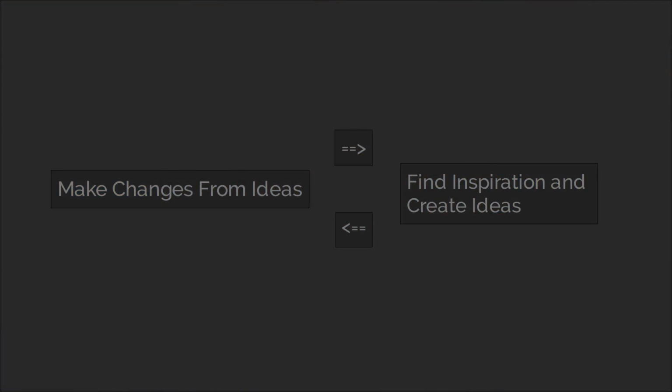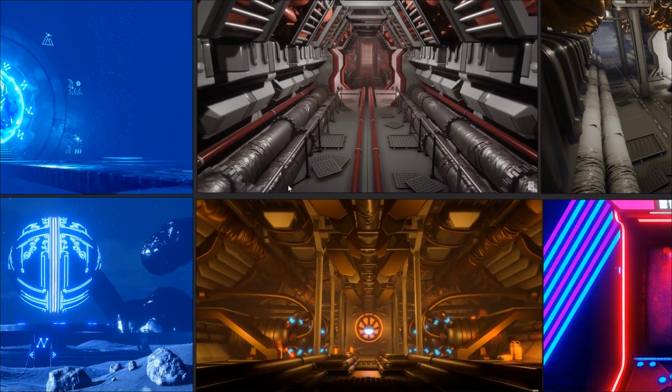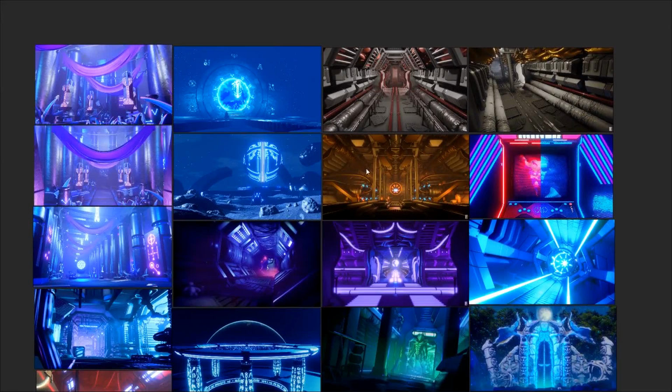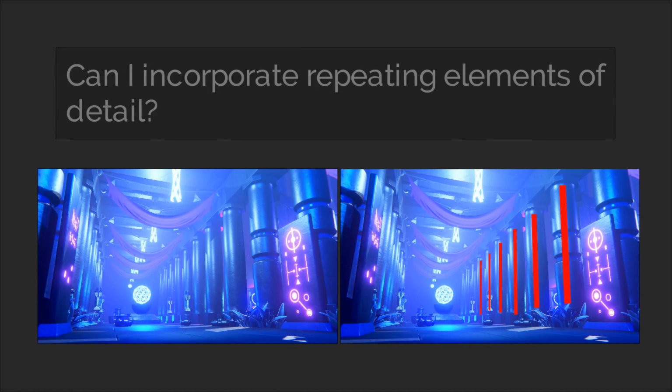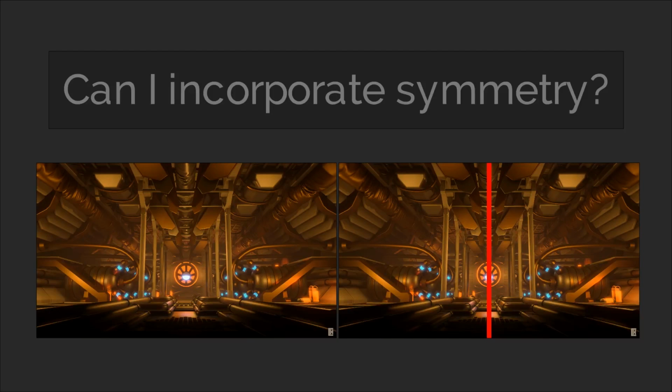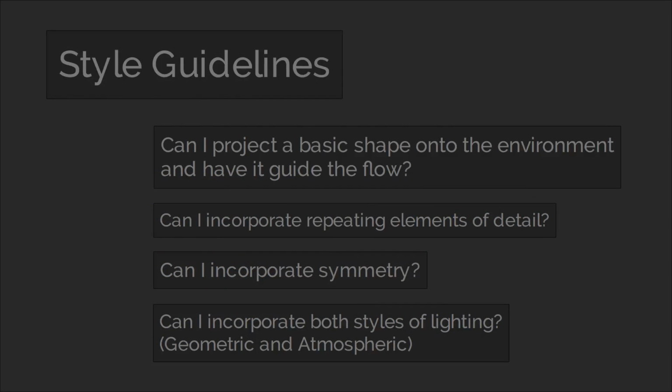I do, however, have a few personal guidelines that I can use to help guide the thinking process if I'm stuck in a situation where I don't know what to add or change to the environment. These guidelines are as follows. Can I project a basic shape onto the environment and have it guide the flow? Can I incorporate repeating elements of detail? Can I incorporate symmetry? And can I incorporate both styles of lighting, which are geometric and atmospheric? If I follow these, I usually end up with something that I like the look of, so let's go ahead and see how this works in practice.